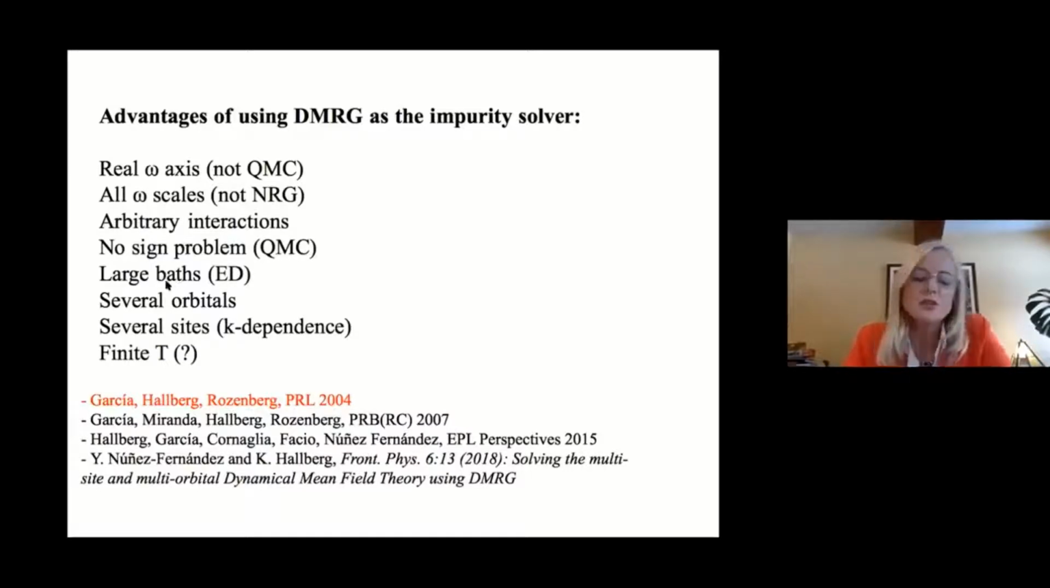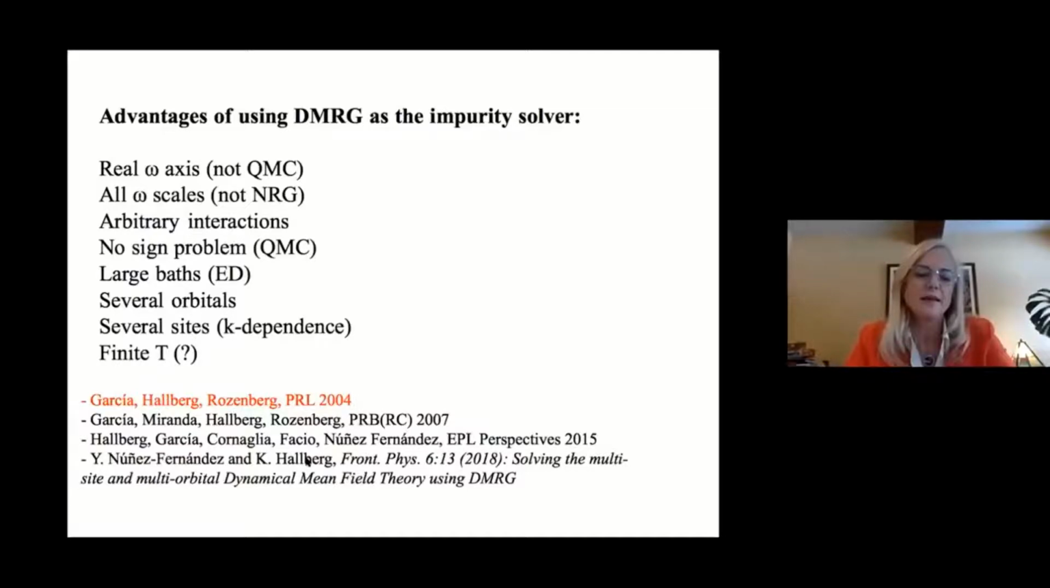We can get large non-interacting baths for this quantum impurity model. For example, exact diagonalization cannot get to large baths except for the example I showed you by Gunnarsson and co-workers. But this is for a very special situation. We can look at several orbitals. We can look at several sites, so looking at cluster or cell DMFTs, and this gives us the K dependence of the densities of states, so we can get spectral densities. And the problem is that we still cannot get finite temperature. So in this sense, again, it is complementary to quantum Monte Carlo methods.